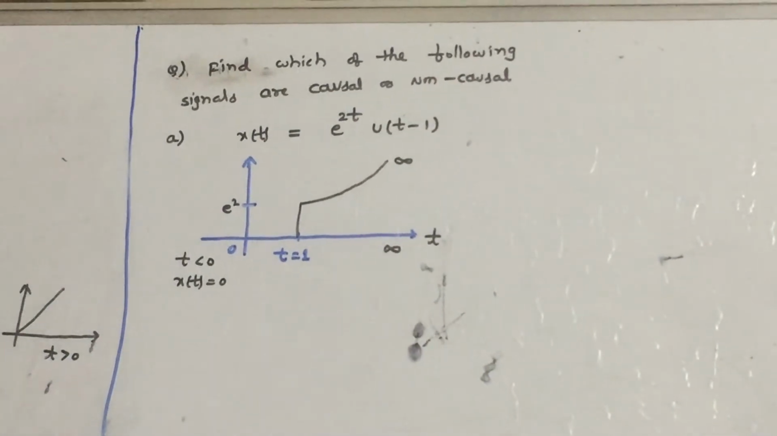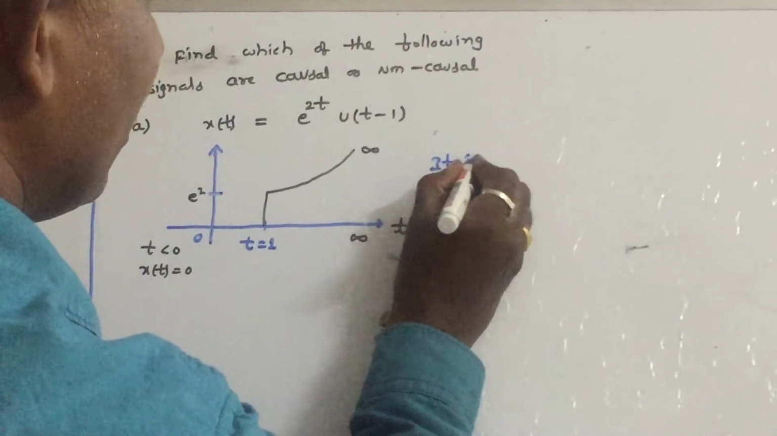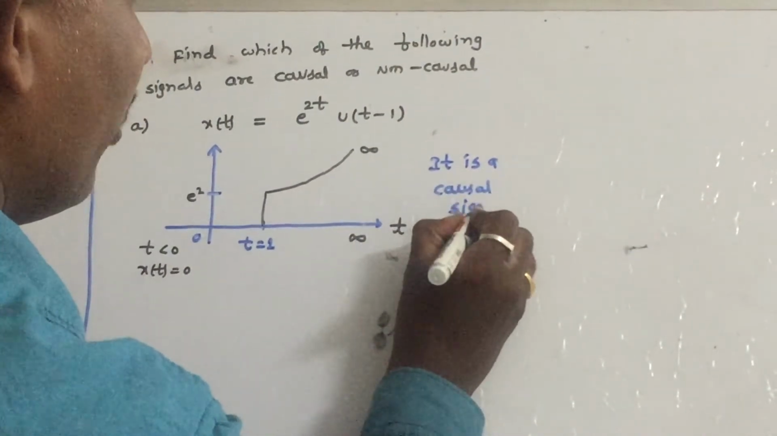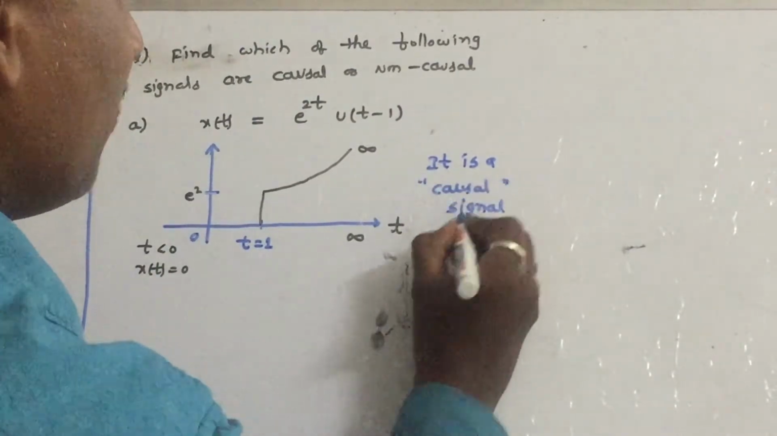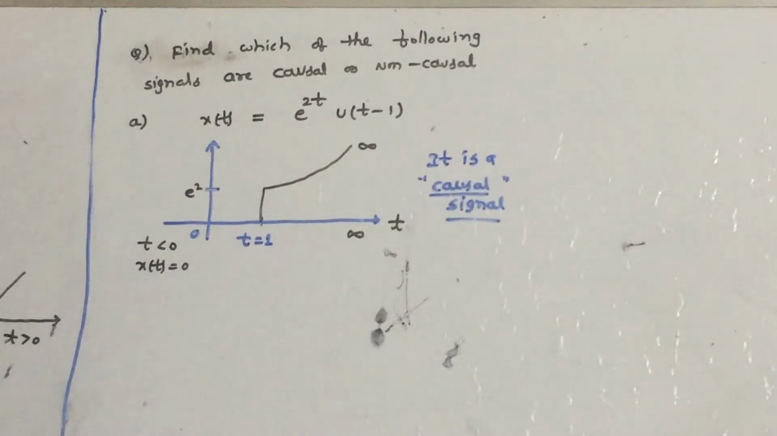So the signal exists only for t greater than or equal to 0. Therefore, what kind of signal is this? It is a causal signal. Identifying the signal is very important. It is a causal signal, that means the signal exists only for t greater than or equal to 0.